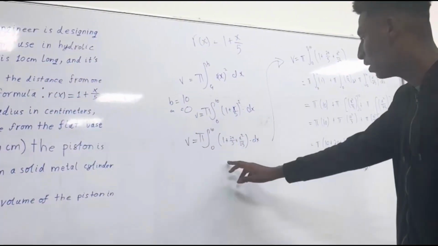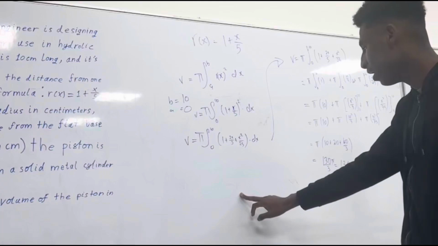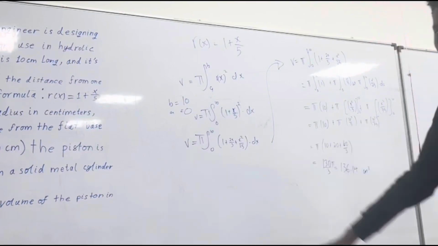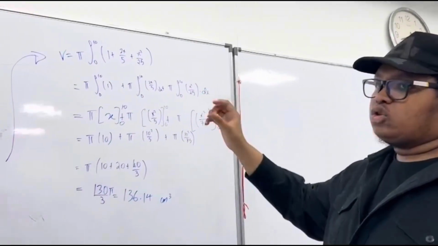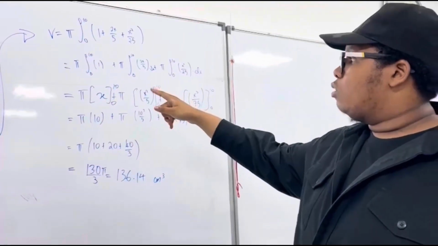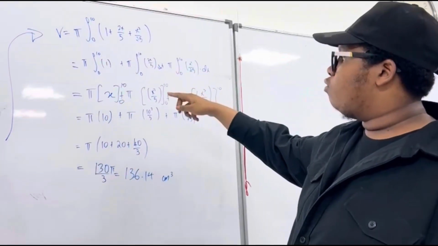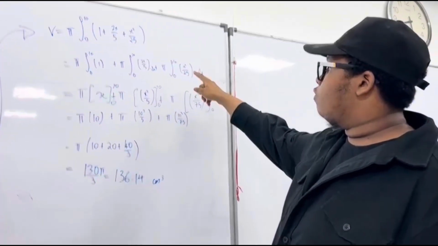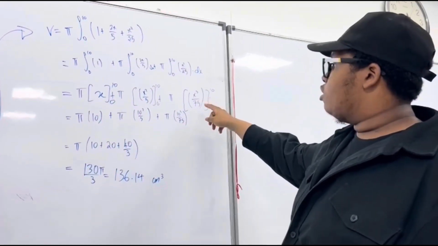We have the formula of (a plus b) all squared, which is a squared plus 2ab plus b squared. That's how we got it. After we expand this expression, we will integrate each term separately. The integral of 1 gives x, plus the integral of 2x over 5 gives x squared over 5, plus the integral of x squared over 25, which is x cubed over 75.